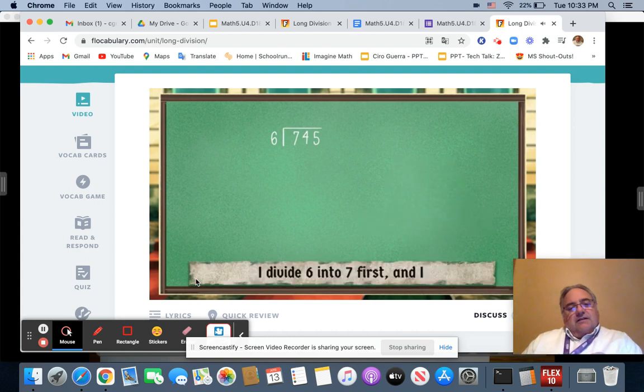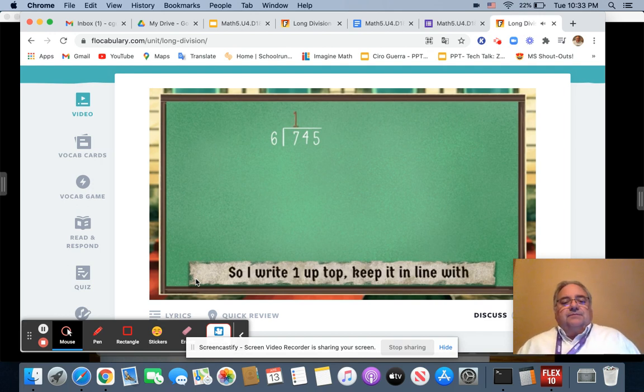I divide 6 into 7 first, then I know 6 fits inside 7 one time. So I write 1 up top and keep it in line with the 7. Since that's the one I divided, then I multiply 6 times 1, that's 6. I write it down below here, son. You call me son. The next part is fun. I subtract 7 minus 6 and I get 1.